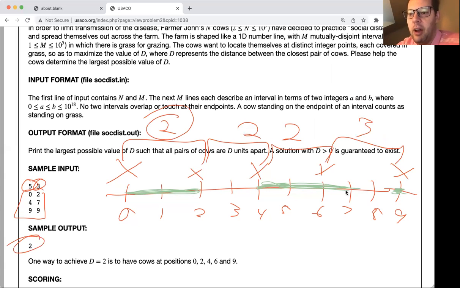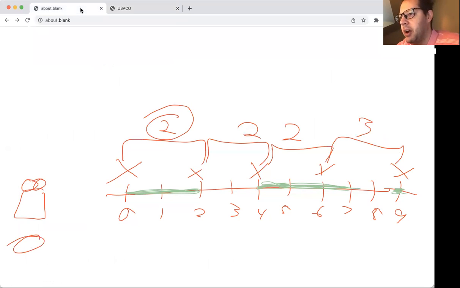If you haven't already, I would take a moment to run through with paper and pencil, try out a couple different sample cases, maybe make up some of your own data, and think about how this cow placement system is going to work. Once you've done that, go ahead and we'll talk about the algorithm.